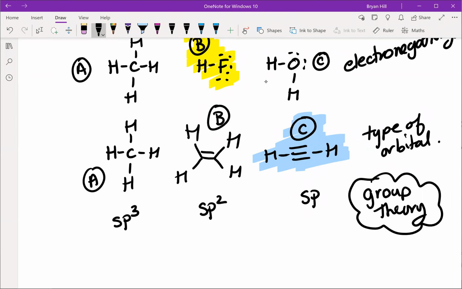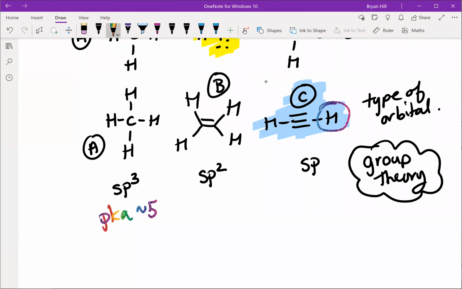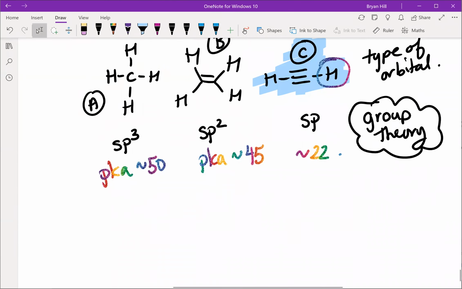But anyway, so the protons on an sp orbital, so the pKa of an sp3 was approximately 50, pKa of sp2 approximately 45-ish. The pKa of an sp orbital is approximately 22, if my memory is correct, 20 to 22. So it is far more acidic. So it makes them easy to remove with strong bases.